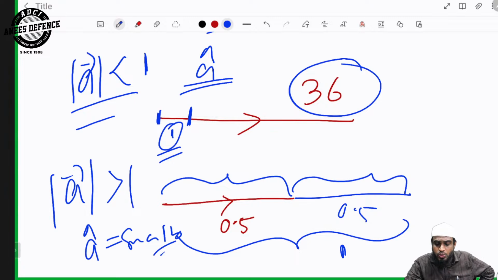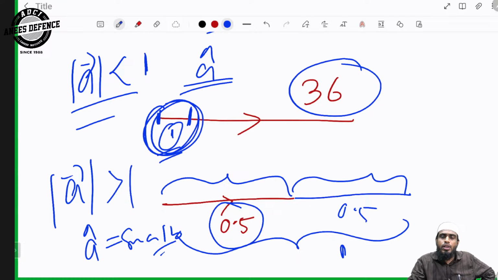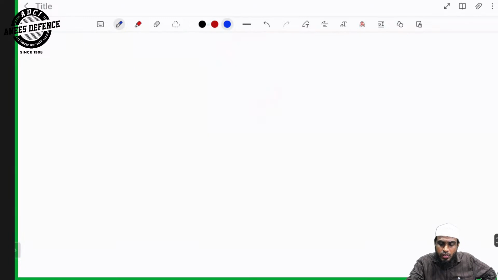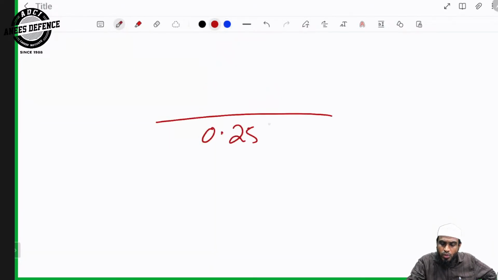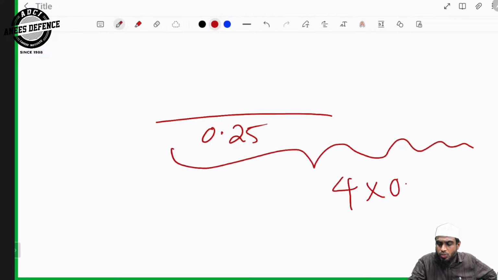If 36 is the magnitude, then we have to get a small vector with unity 1. If the magnitude is 0.5, in order to get a magnitude of 1, we have to double that vector. Not always double, based on the condition. For example, it is 0.25. In order to get the unit vector, we have to multiply by 4. Then only 4 into 0.25, you will be getting 1.